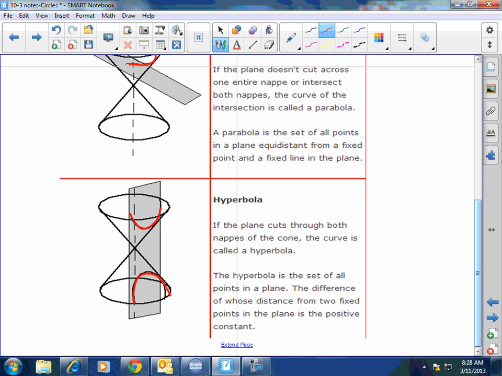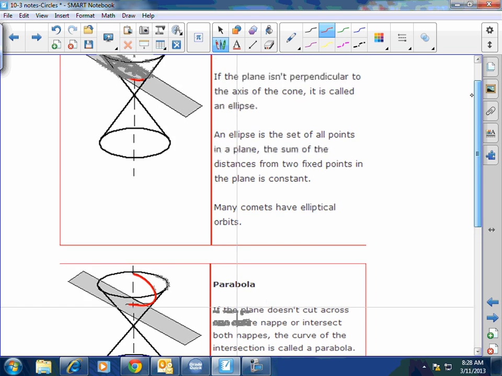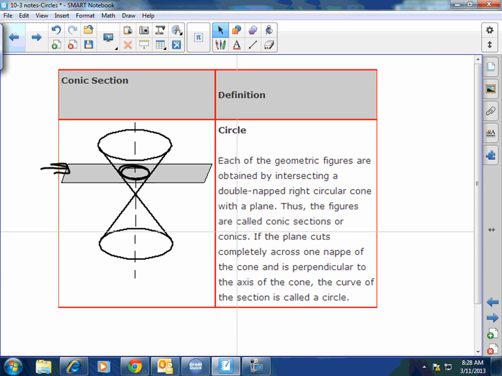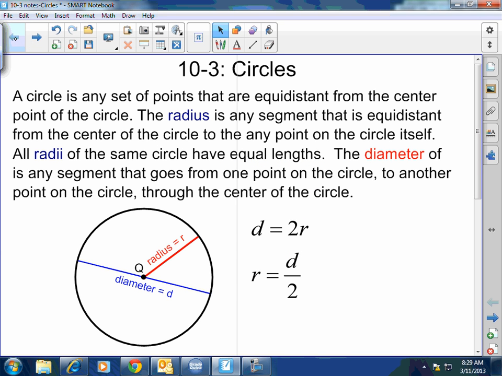So we're not going to be really working with these cones, but it's good to at least understand where each of these shapes is coming from. So this is where a circle's coming from. It's coming from a cross section of a cone, literally. Hence, they're called conic sections. So now let's get back to our circle. A circle, my friends, is any set of points that are equidistant from the center point of the circle.